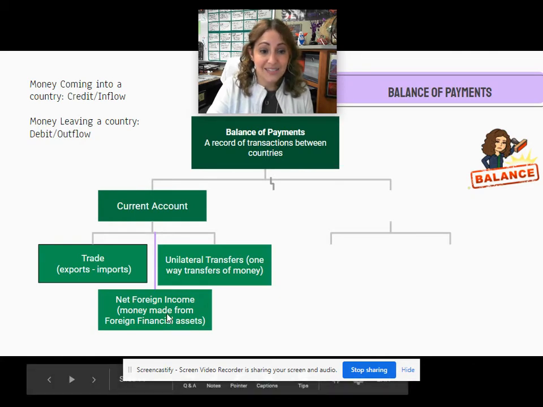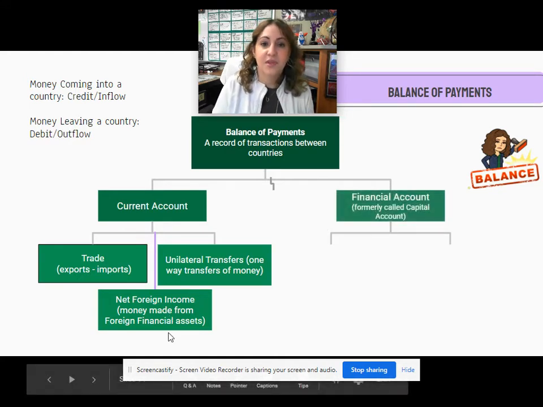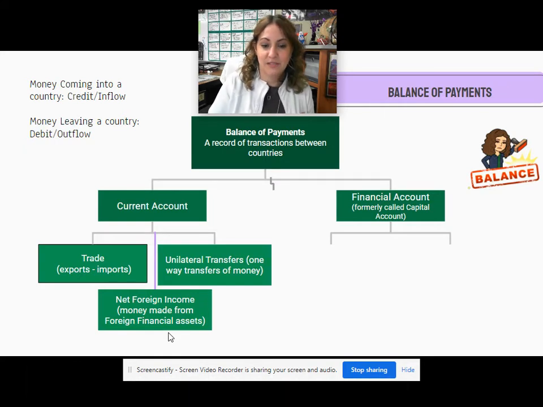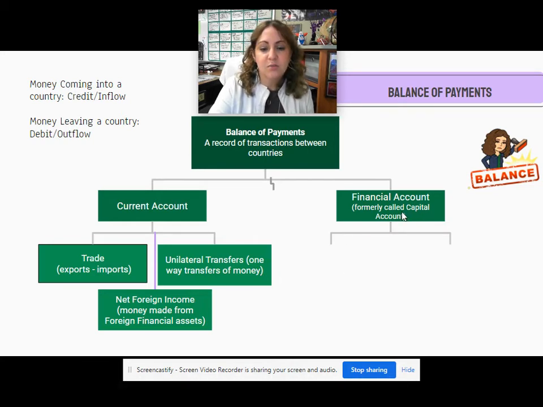The financial assets themselves, like the bond, the stock, the savings account, that's going to be in the next account of the balance of payments. It's called the financial account. And of course, we're going to have financial transactions in the financial account. It used to be called the capital account, so if you see an older worksheet or an older Quizlet term, they might call it the capital account. It's now called the financial account.